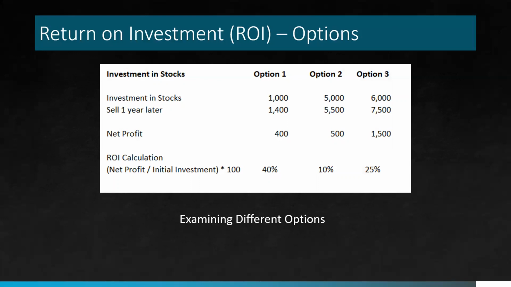That $5,000 you invested returns $5,500. So your gain is $500. 500 divided by the initial investment of $5,000 is 10%. And the $6,000, you walk away with $7,500, which is $1,500 gain, and you divide that by the $6,000, and that gives you the 25% ROI. So it's not always the case that the highest dollar value of initial investment is going to give you the highest ROI, and this is a perfect example of that.